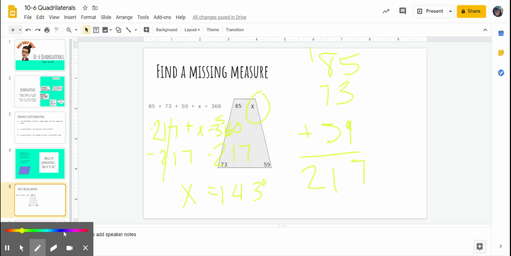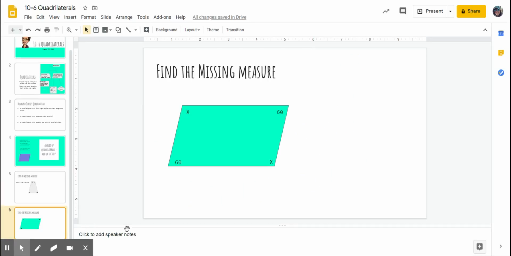So I'm going to show you guys another example that is in your homework that's a little bit trickier. So looking at this, you can see that there are two x's, but the x's have to equal the same thing. So there will never be a case where you get two letters like this and one x is going to equal 8 and one x is going to equal 10. In this case, this shape is a parallelogram.